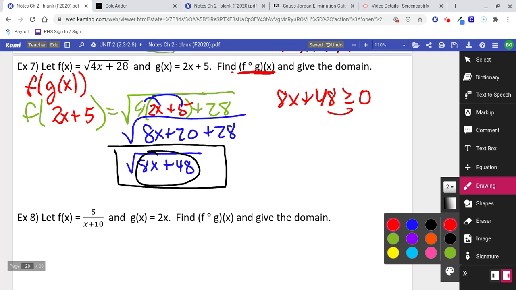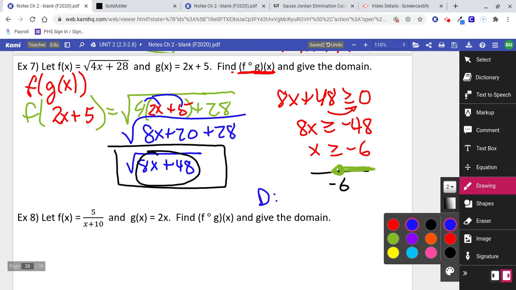So subtract the 48 over. That's going to be 8x is greater than or equal to negative 48. And divide by 8. That's going to give me x is greater than or equal to negative 6. You don't have to draw a number line, but sometimes I think it helps. You'd say filled in circle on negative 6, arrow to the right. That tells me exactly what my interval will be. My domain is going to go from, bracket negative 6 to infinity.